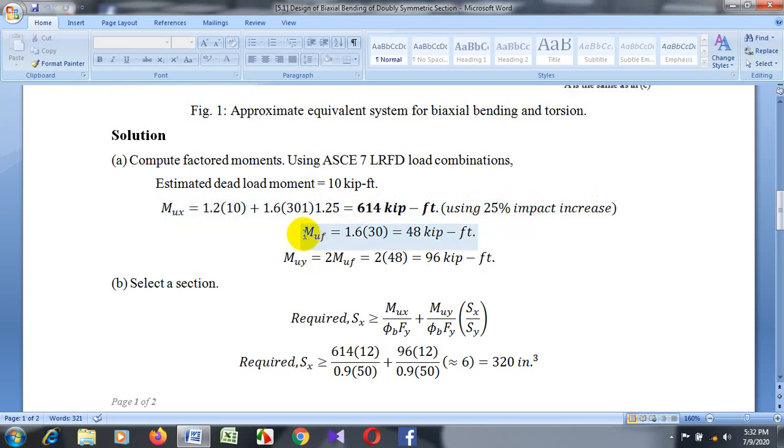Now the ultimate flexure load is 1.6 times 30. This load is already given in the question. Now in the y direction, this load must be doubled. So in the biaxial case, with moments in two directions, I can get this Mux ultimate moment in the x direction and Muy ultimate moment in the y direction.